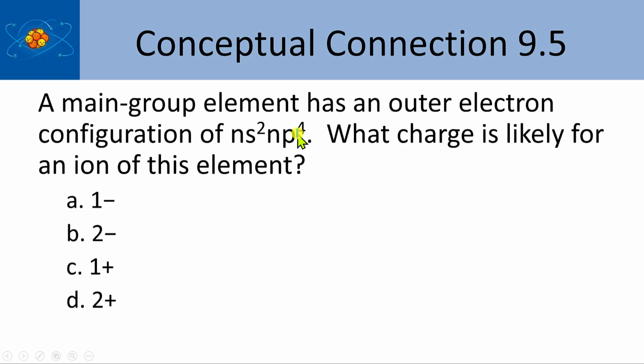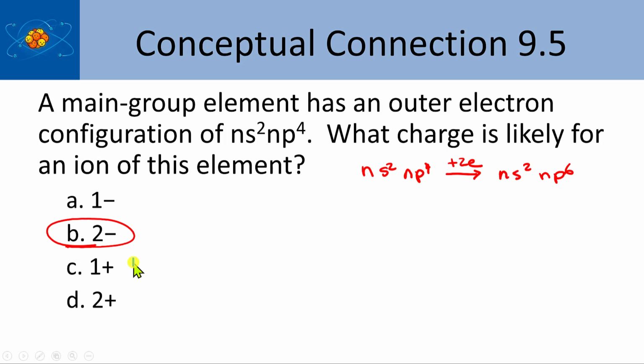Well, since you only have to gain 2 to have an octet, to have 8, then most likely it's going to go from ns2np4 to ns2np6 by gaining 2 electrons. Well, if it gains 2 electrons, the most likely ion for it to make would be a 2- ion.